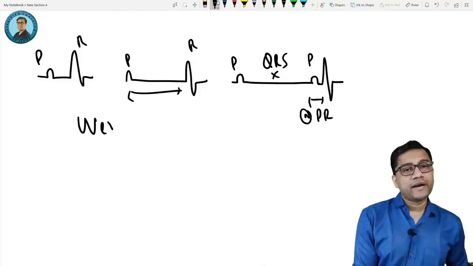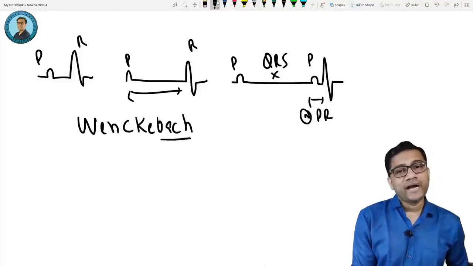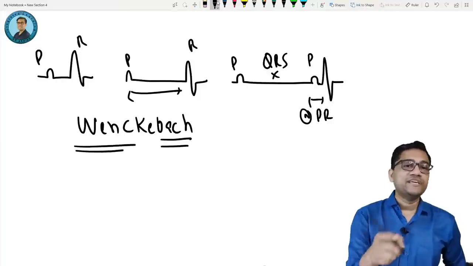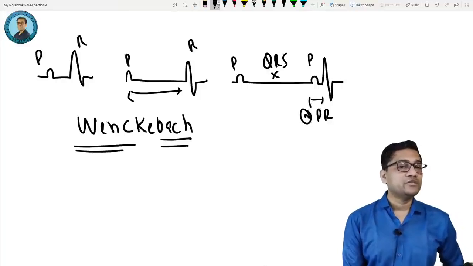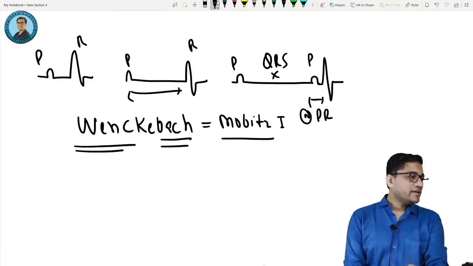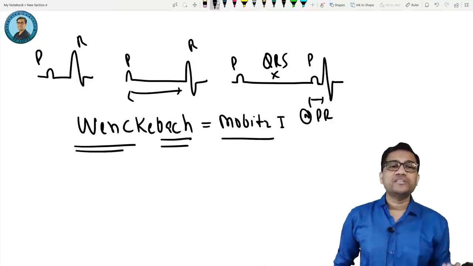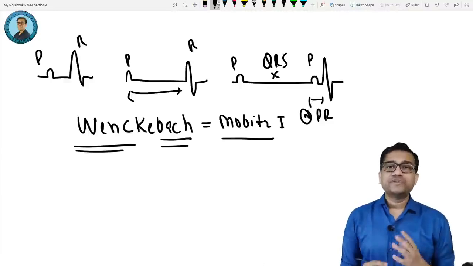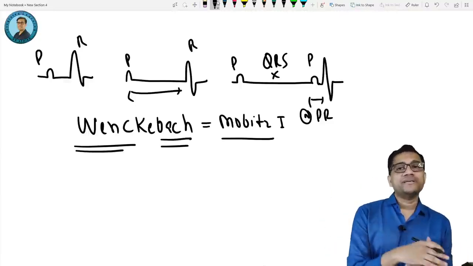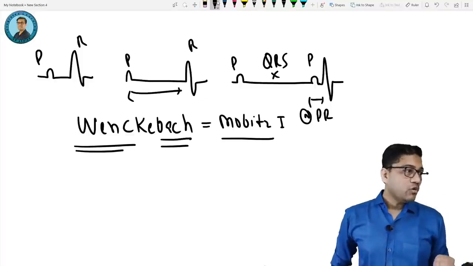It is also called Wenckebach. So what is the wife saying? Back aajayo wapas, varna bachega nahi. Wenckebach, so Wenckebach is also called Mobitz 1. What happened? PR increases, then QRS is absent. PR increases, QRS is absent. So what does it look like?